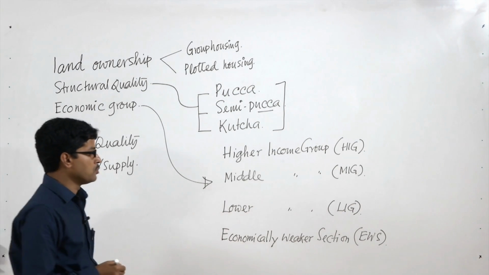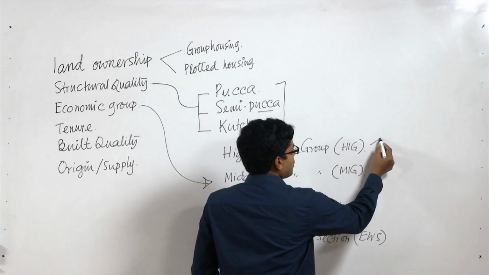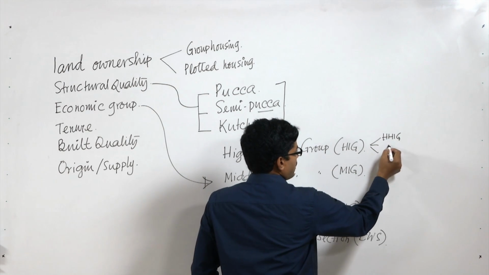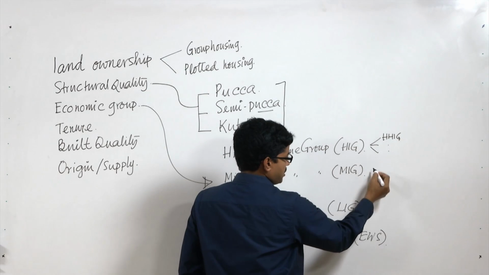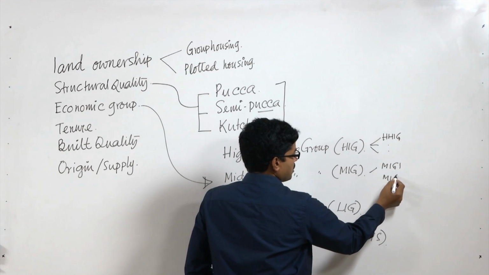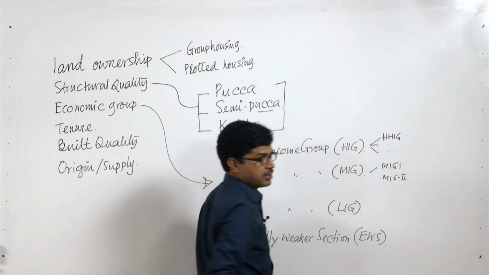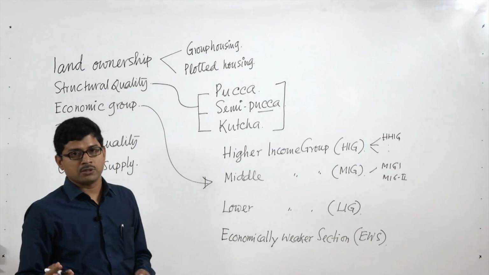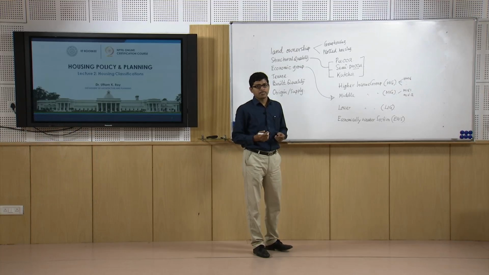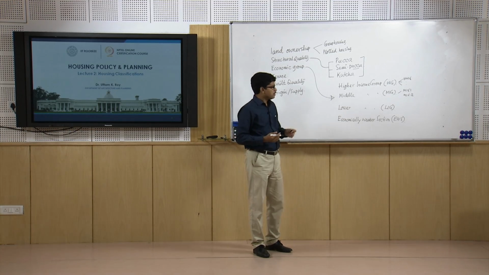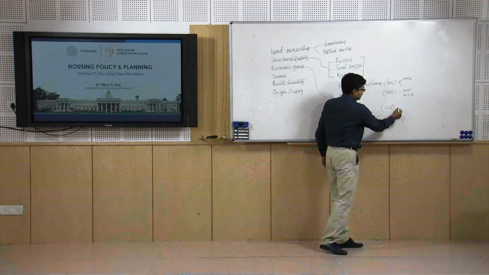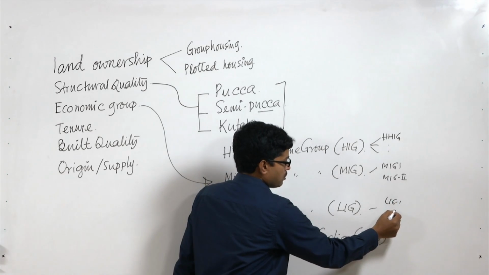Sometimes these economic groups are further subdivided into different categories of HIG. Sometimes it is categorized as MIG 1 or MIG 2 based on various contexts and situations. India is a very huge country, with various states and various geographical variations. So, people sometimes subdivide the broad classification into various subcategories like LIG 1, 2 based on their subdivision.